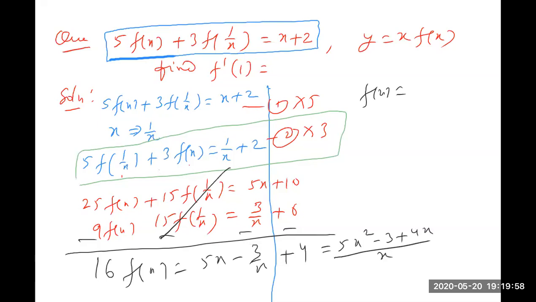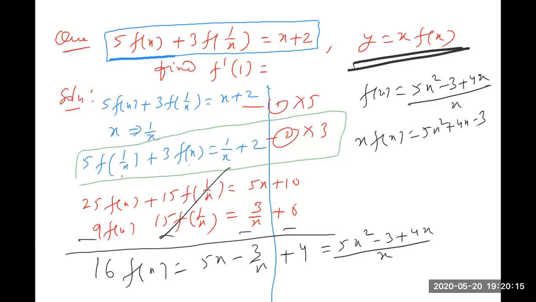So f(x) is equal to (5x² - 3 + 4x)/x. So x into f(x) is equal to 5x² + 4x - 3. This is nothing but y. You can see this is y. So y = 5x² + 4x - 3. So dy by dx will be how much, tell me? 10x + 4. And then you will put x equal to 1, because dy by dx you have to calculate from there.